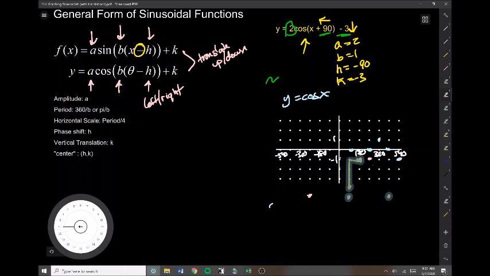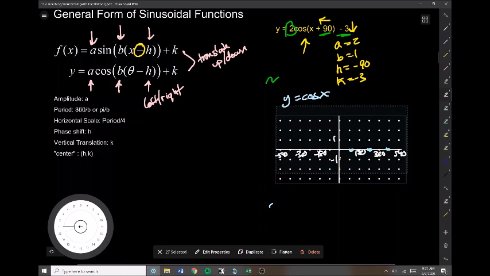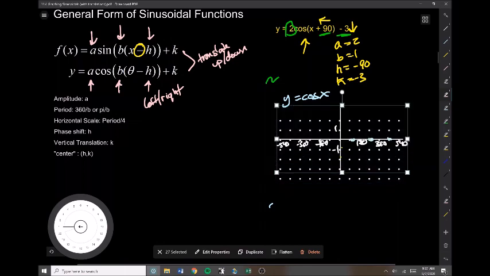If you feel like you're at the point where you can graph sine and cosine pretty well, or at least well enough, that means all you really have to do is go middle, high, middle, low, middle, high, middle, low. I'm going to grab everything and move it up 1. There. Yeah.